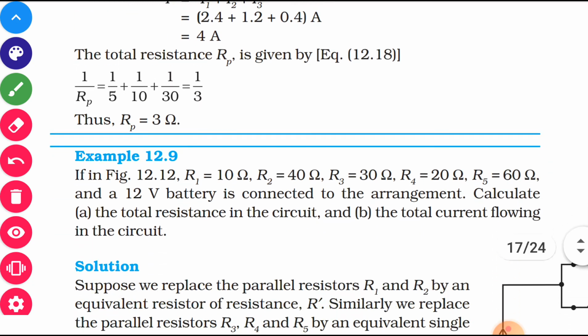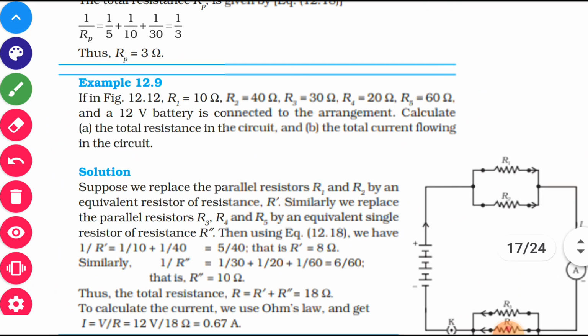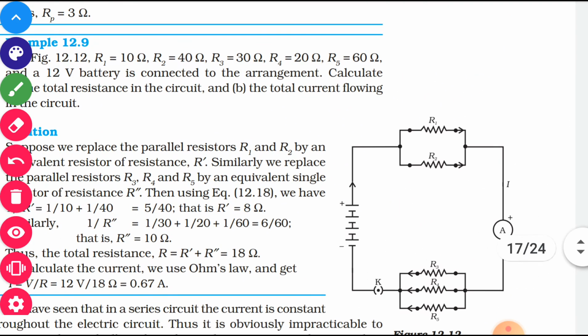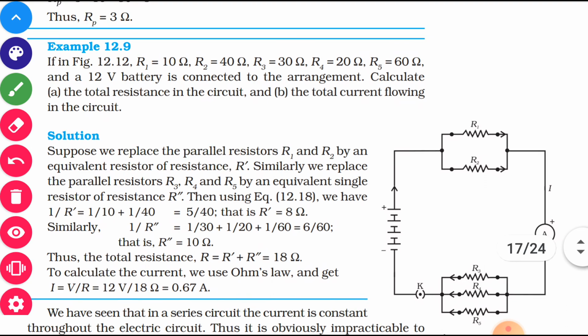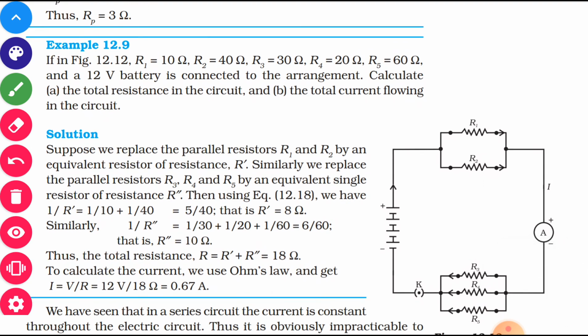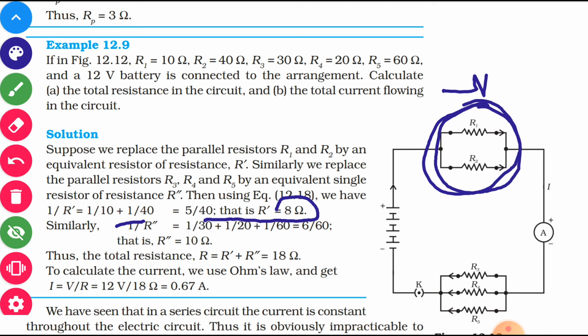Similarly, another question is also given. The figure is given. There are 2 resistors in parallel connection, R1 and R2, having 10 ohm and 40 ohm. So they are in parallel. So 1 upon 10 plus 1 upon 40. Simplify this, and it will give you 5 by 40, which gives you 8 ohm. So instead of these 2 resistors, we can put one resistor of 8 ohm.